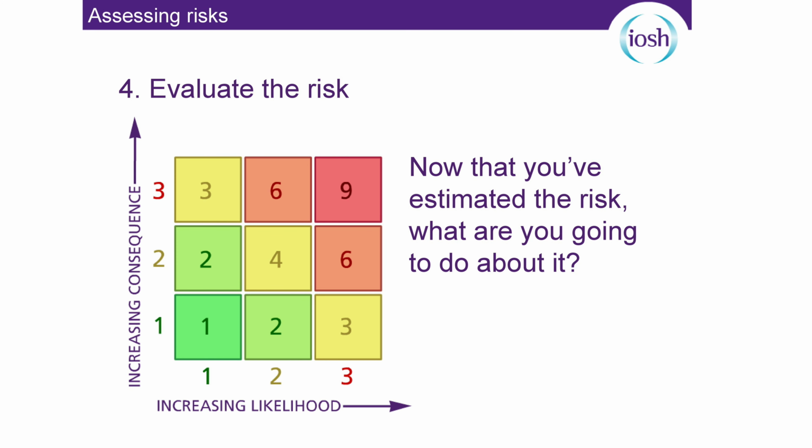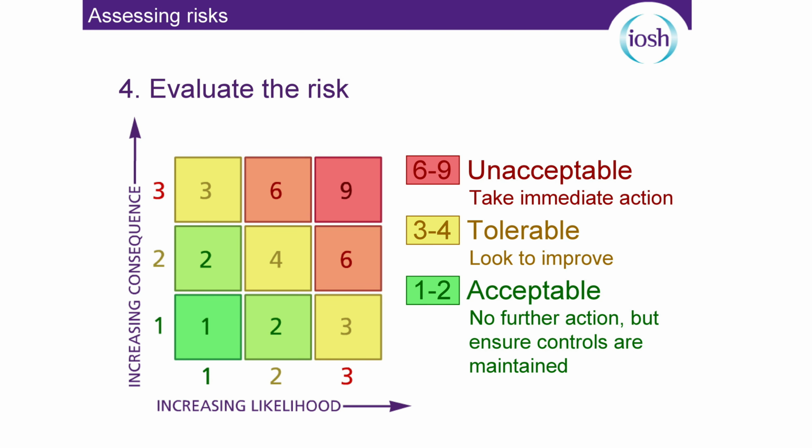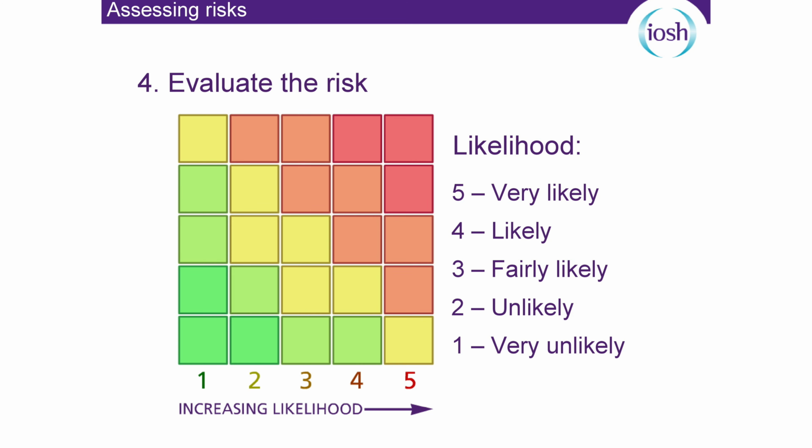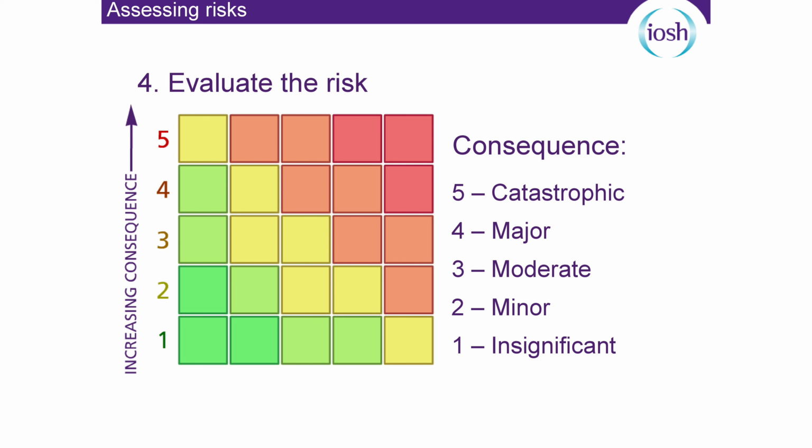4. Evaluate the risk. Now that you've estimated the risk, what are you going to do about it? Likelihood: 1. Very unlikely. 2. Unlikely. 3. Fairly likely. 4. Likely. 5. Very likely. Consequence: 1. Insignificant. 2. Minor. 3. Moderate. 4. Major. 5. Catastrophic.